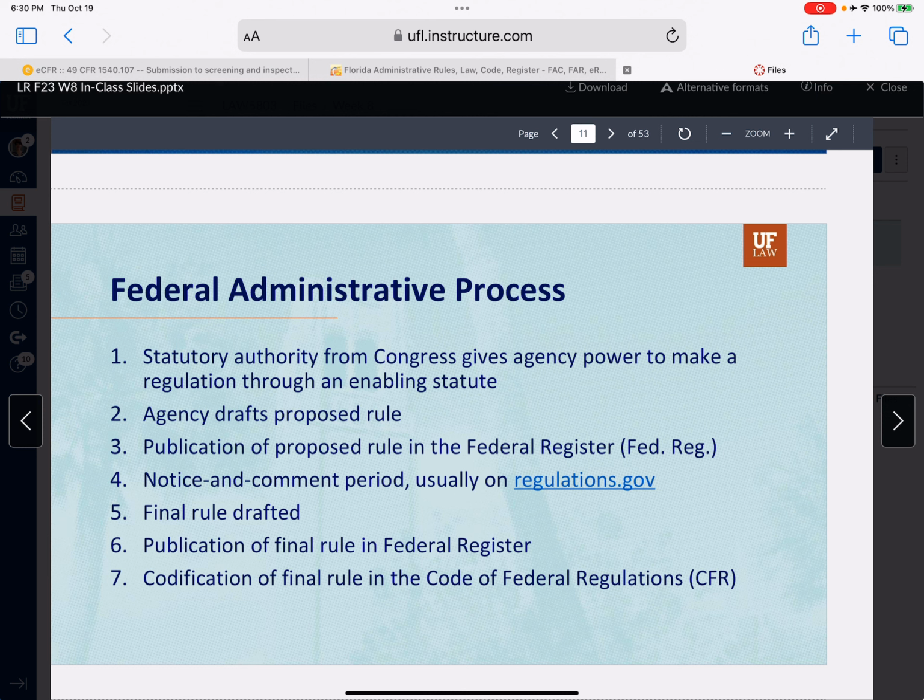Then we have the notice and comment period, and you can find the comments of the public. Not all of them. They will sort of filter out those that are kind of crazy or not really pertinent, but you will find all the comments on regulations.gov. Then they take into consideration those comments and they draft a final rule. They publish the final rule in the Federal Register. And then that rule is codified and published in the CFR, the Code of Federal Regulations.